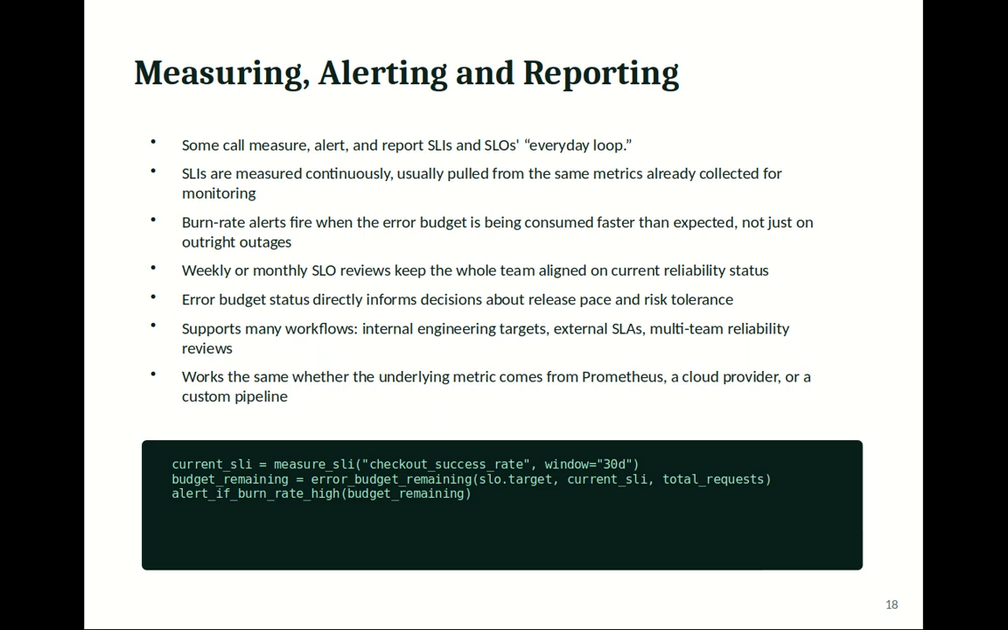Error budget status directly informs decisions about release pace and risk tolerance. It supports many workflows: internal engineering targets, external SLAs, multi-team reliability reviews. It works the same whether the underlying metric comes from Prometheus, a cloud provider, or a custom pipeline.